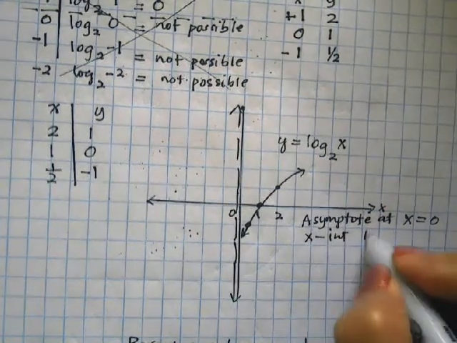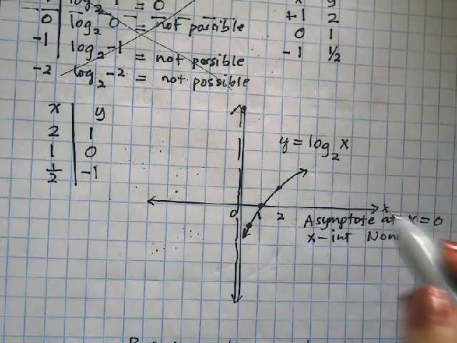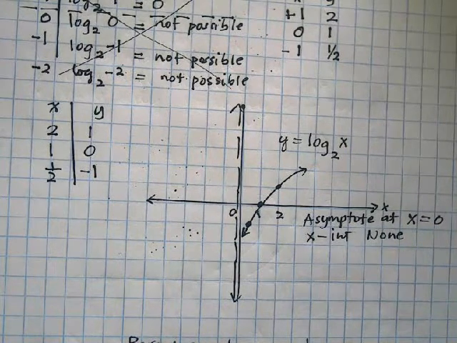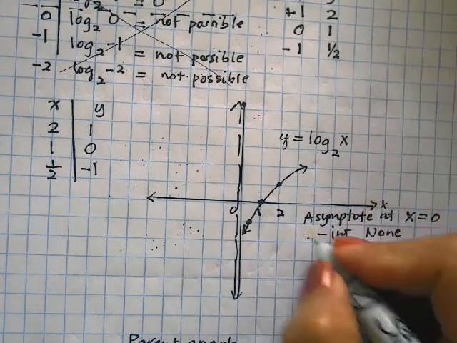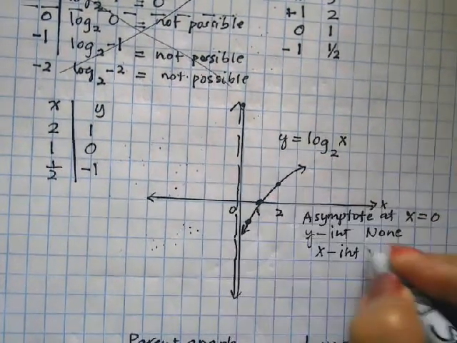Okay, so we have our x-intercept, none. You don't have any x-intercept. Oh no, we have x-intercept is (1, 0). We don't have a y-intercept. There is no y-intercept because there is an asymptote there. The x-intercept is here, (1, 0).